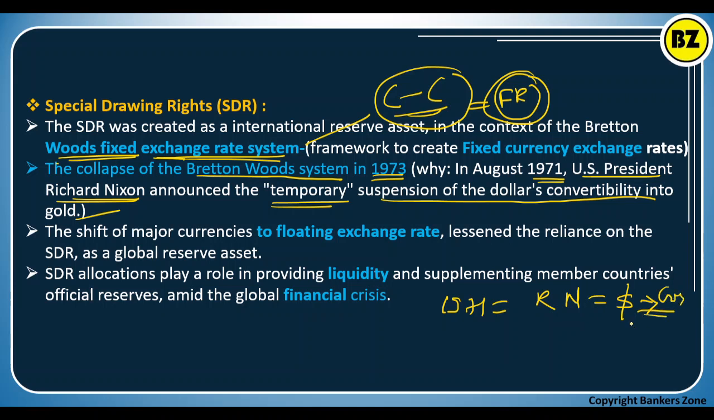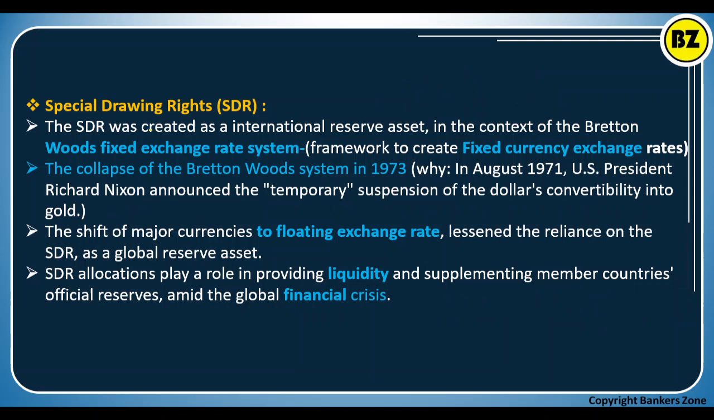Temporarily they suspended it. This is one of the important reasons that the IMF needed some international reserve in the form of a different currency like SDR. See, Richard Nixon announced the suspension, so the dollar could not be converted into gold. So what would be the currency? What to do with the gold? That was a lot of problem globally, so to combat that problem, SDR was very much needed.